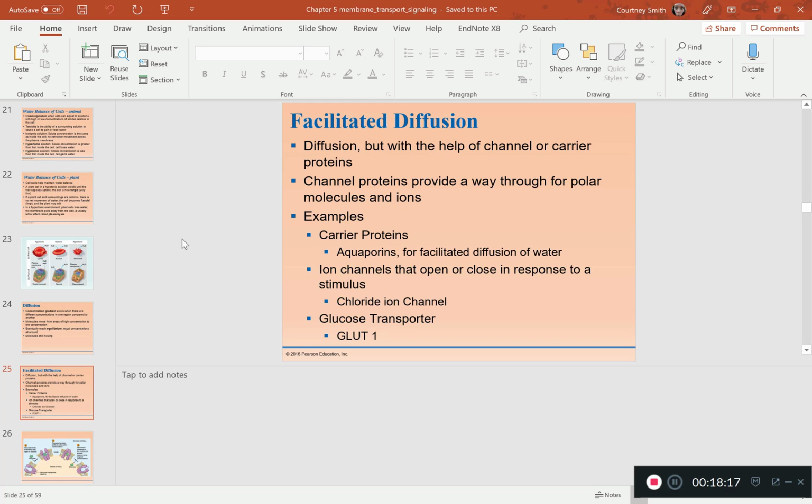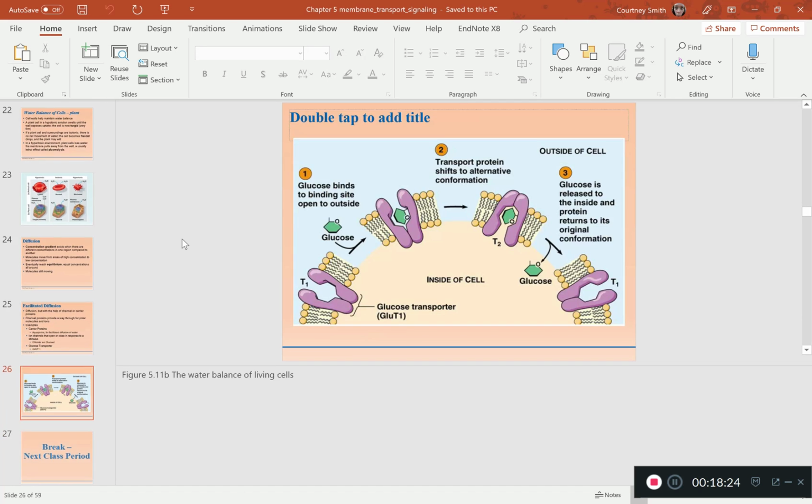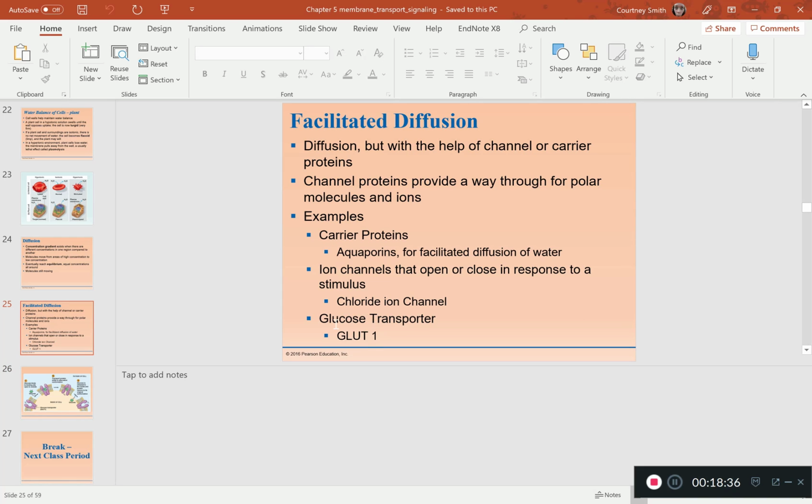Now, facilitated diffusion is very similar to diffusion, but it needs help. There has to be some kind of molecule that aids the movement, so it doesn't just pass through the membrane itself. It has to go through a protein. The example I want you to know for facilitated diffusion is the GLUT1 transporter. That's the big one I want you to know. Also, with water, know what protein it uses, which is aquaporins.